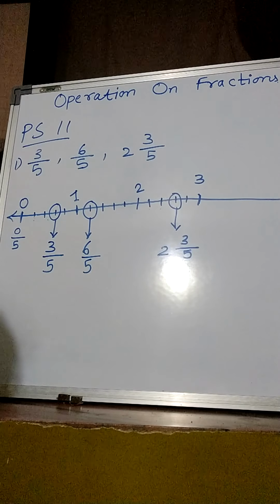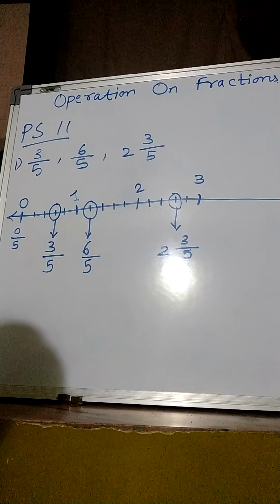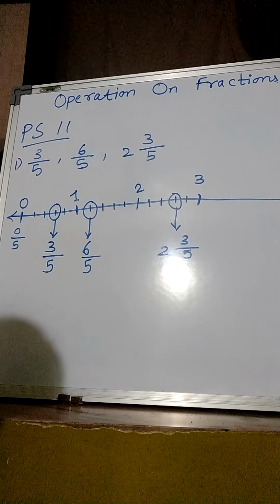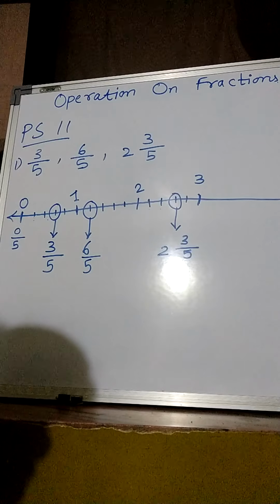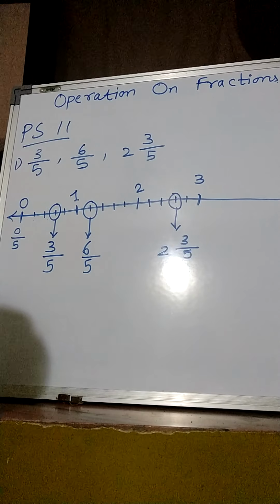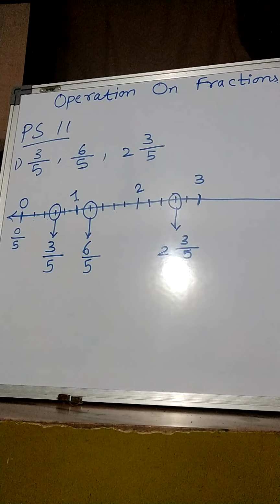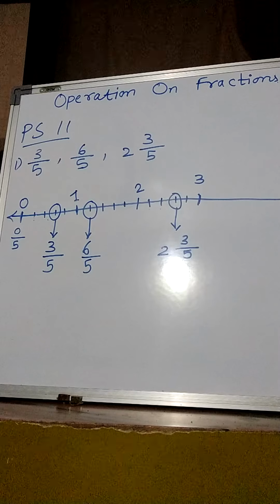Same you have to do in the case of the second sum. The denominator of the second sum is 4. So you have to divide it into 4 small parts. Right? Same you have to do for the second sum.